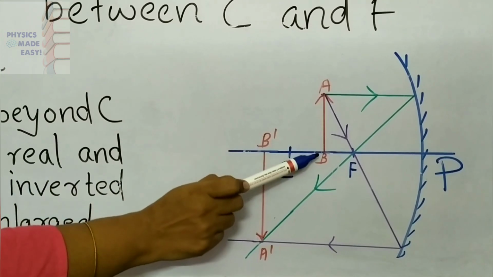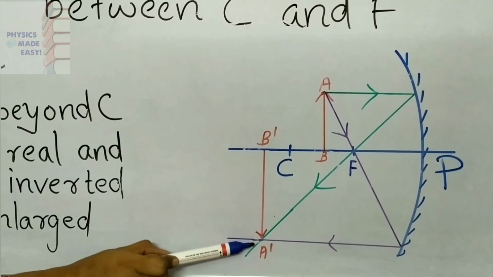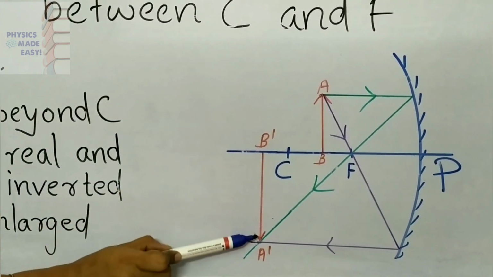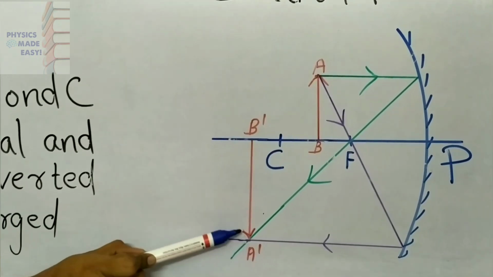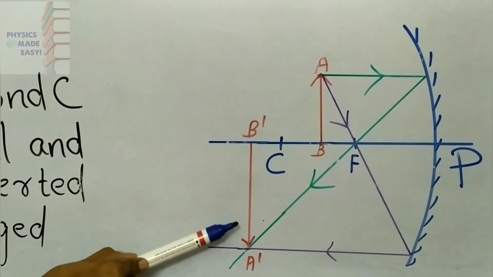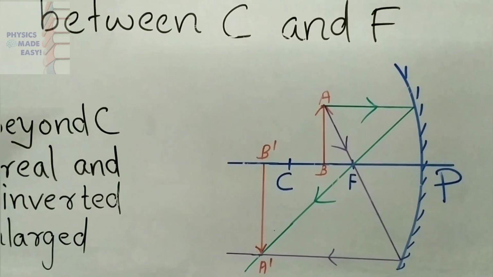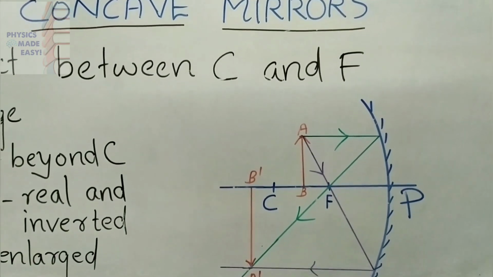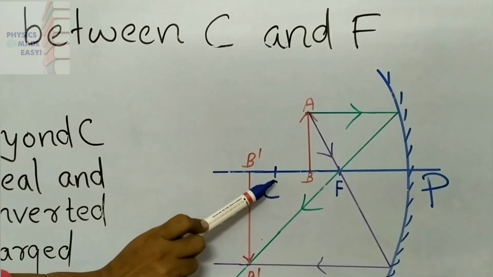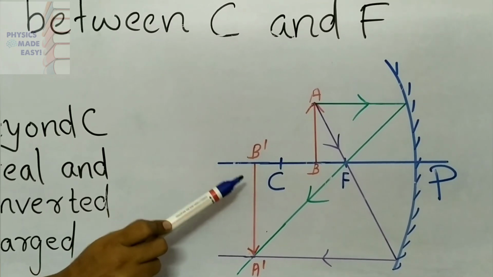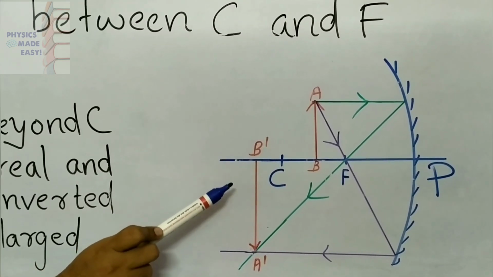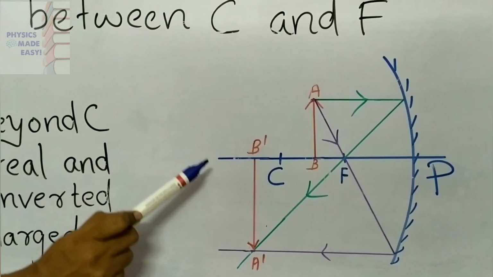If you are comparing the size of object and image, you can see here you are getting an enlarged image. What about the nature? Real and inverted. Once more, if you are placing the object between F and C of a concave mirror, you can get a real inverted enlarged image beyond C.